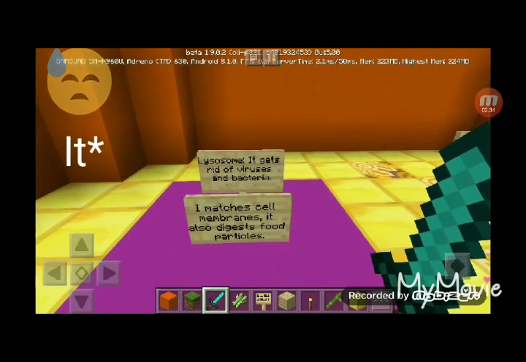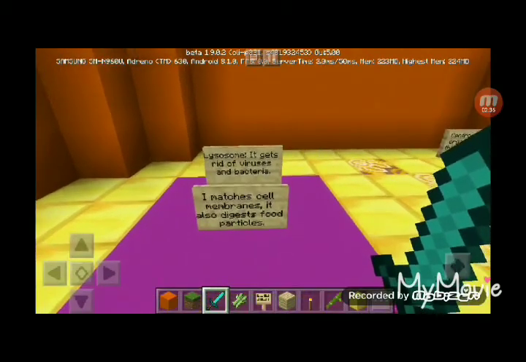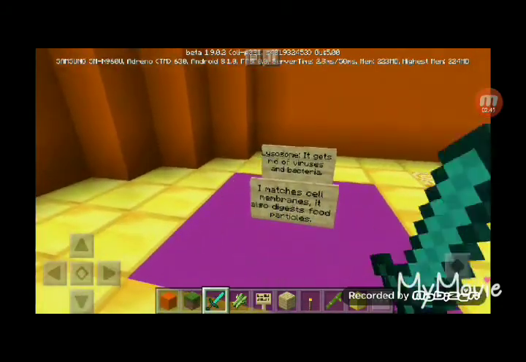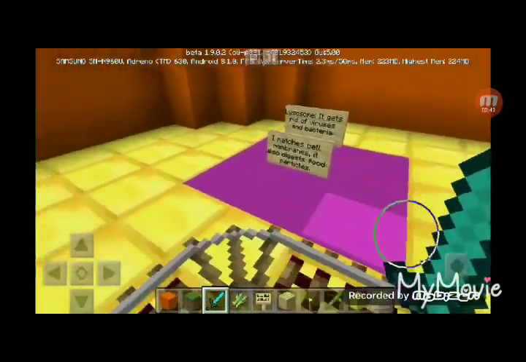It matches cell membranes. It also digests food particles. Sorry, I wrote an I there. I'll have to fix that.